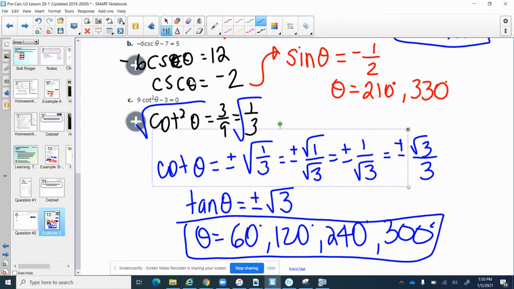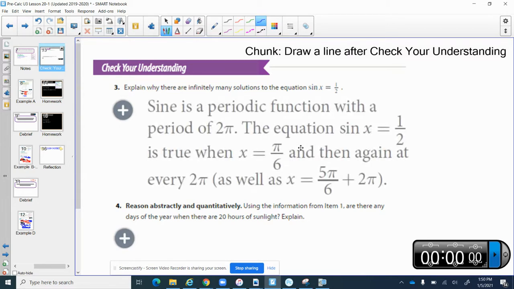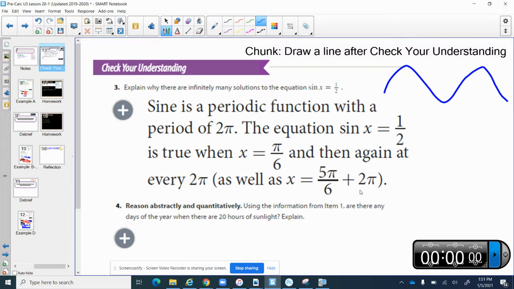Now, one last thing for today, a reminder, explain why there's officially infinitely many solutions to an equation like sine of x equals 1/2. Well, officially, if we don't restrict sine, it repeats every 2 pi radians. So without restricting sine, it's going to repeat forever and ever and have an infinite number of solutions, which is why we would represent it with that plus or minus 2 pi k, or here as well, 5 pi over 6 plus or minus 2 pi k. Okay, so that's for your general solutions on that.